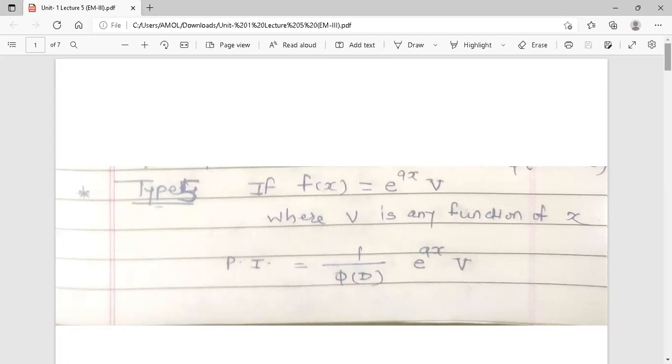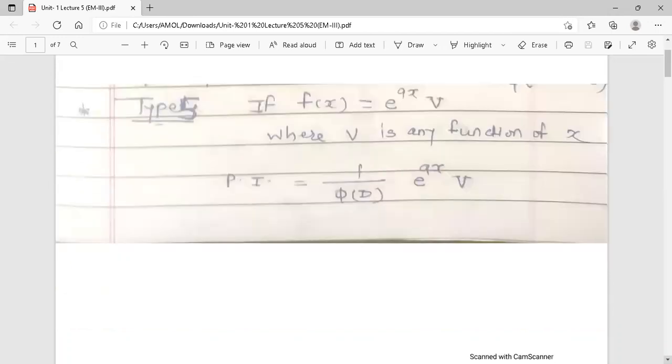The formula to find the PI is 1 upon phi of D into f of x. Here the function f of x is e raised to ax into v, so put f of x equal to e raised to ax into v. How to find the PI for this product of two functions? You solve first for the exponential function. To do that, in phi of D you replace the term D by D plus a. You simplify that term and then you solve for v.